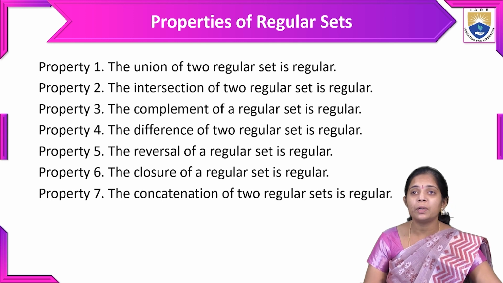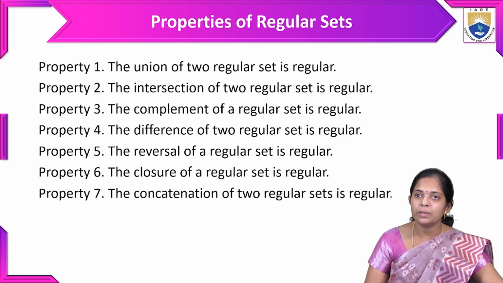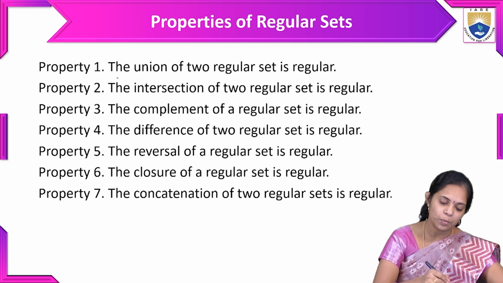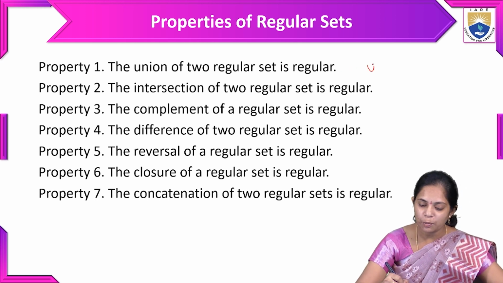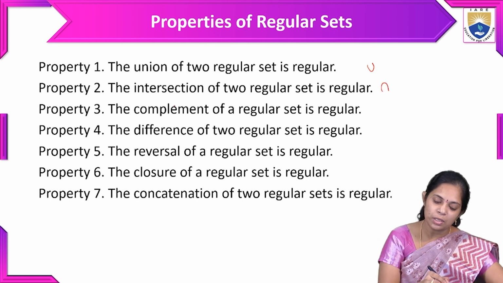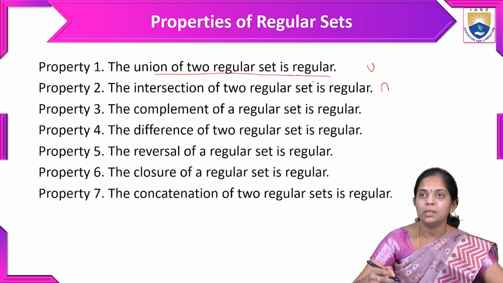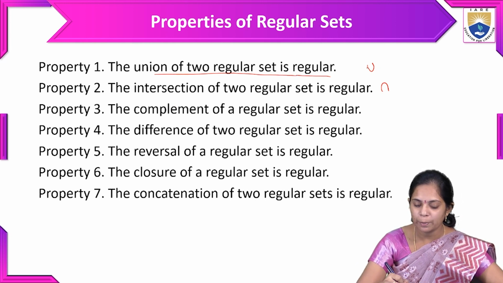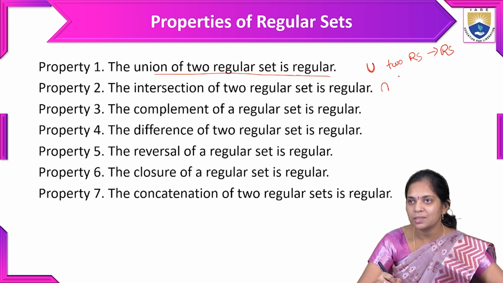And next, what are the properties of regular sets? In essence, we have 7 properties. The first property is union, and the second one is intersection. The union of two regular sets is regular. We have to prove that by performing the union operation on two regular sets, the result is also a regular set. So performing union on two regular sets gives a regular set.